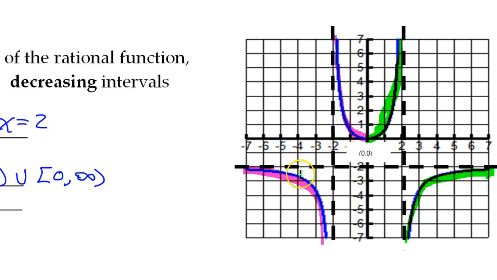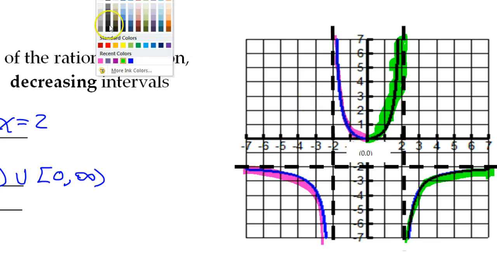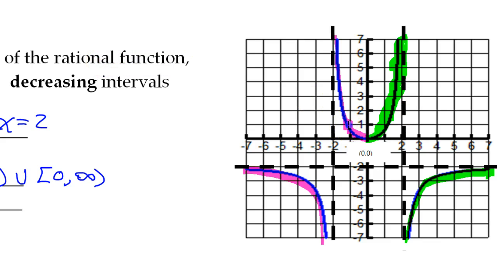So I've got the green parts are increasing, as you can see, and the pink parts are decreasing. I'll just make this pinkier so you can really see it. Okay, so we've got 2 decreasing and 2 increasing.